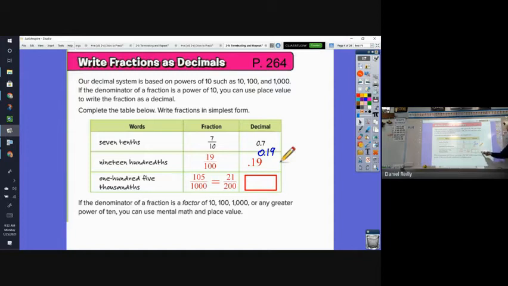0.105. Boom. Okay. So tenths, hundredths, thousandths, very easy to write them as decimals. I will post an extra help video on this type of fraction to decimal conversion if you're having trouble with it. Okay. These are not that common though.